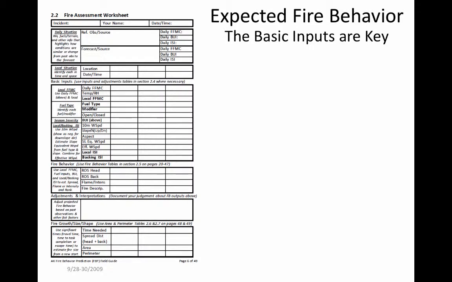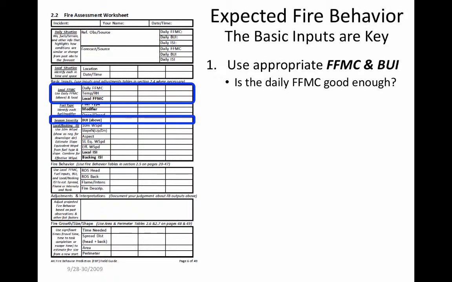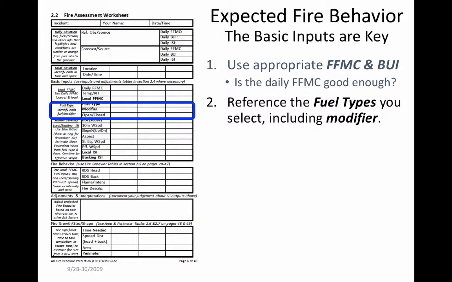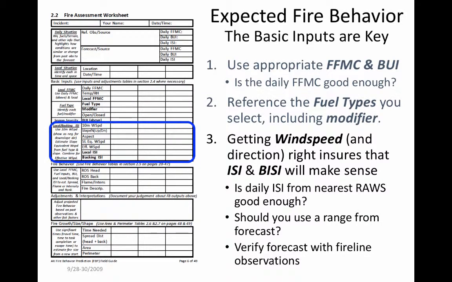If you are using the worksheet, these inputs will already be in hand. Your assessment of FFMC and BUI would already be recorded there. The fuel types you're concerned about would show up there as well. And getting the effective wind speed right so that you have the best ISI and BISI for input is a process that would be documented here.